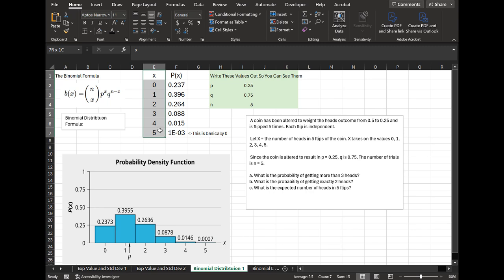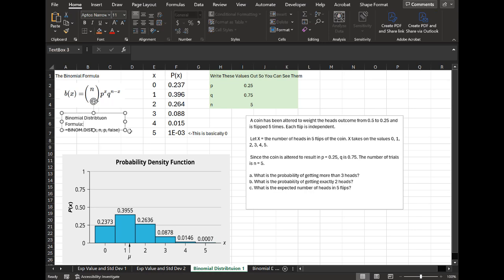So notice here I have this table with those outcomes, 0 to 5. And we're asked a couple of questions here. What is the probability of getting more than 3 heads, more than 2 heads, and the expected number of heads in 5 flips? Okay, so this tab's actually already filled out, but I wanted you to have the opportunity to see how one of these tables is set up.